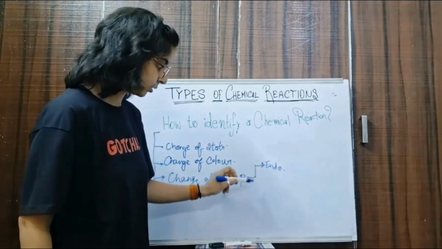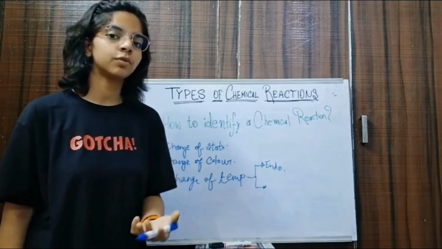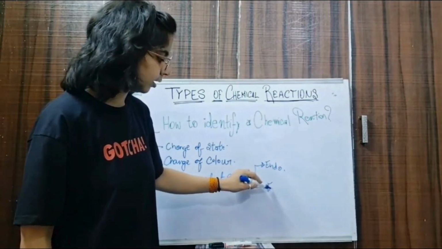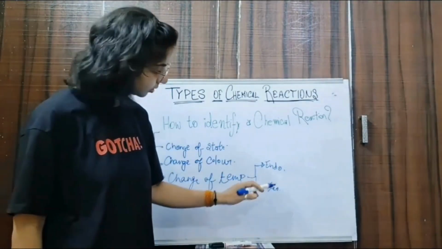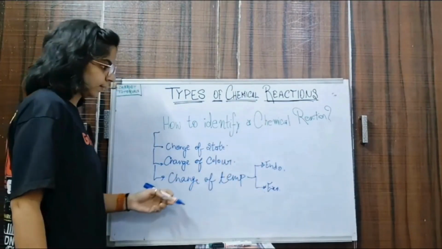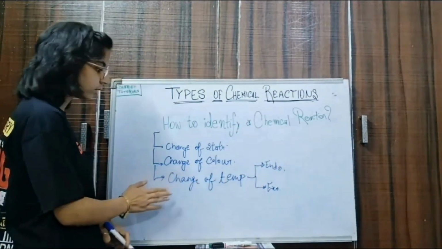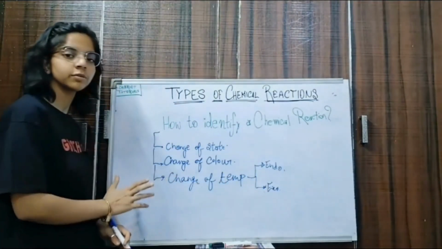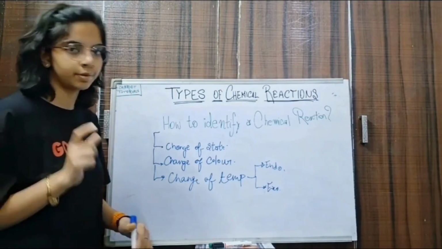That is endothermic reaction. But there are some reactions that are so vigorous that they involve a lot of heat. Those reactions are called exothermic reactions. We will discuss the examples of these in detail ahead, right? So these are the observations where we observe the change of temperature. So if you observe the change of temperature, we say that yeah, a chemical reaction has taken place.